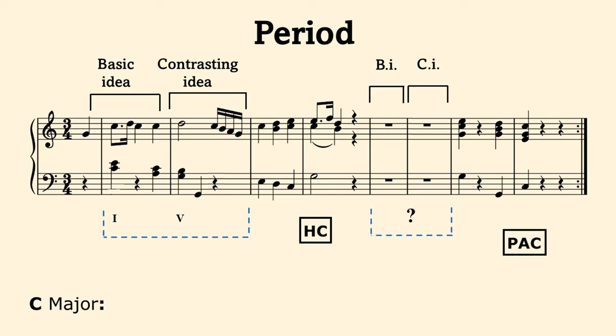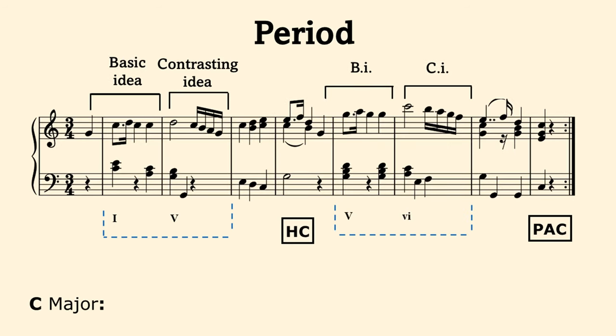The composer must also decide if those materials are to be restated on the same harmony or transposed, generally a perfect fifth higher or a perfect fourth lower. In this case, I will go for the latter option. Notice that despite being transposed and slightly varied, the basic idea and the contrasting idea can still be easily recognized, which is a very important feature of the period. The second part of a period must always feel like a response to the first one.